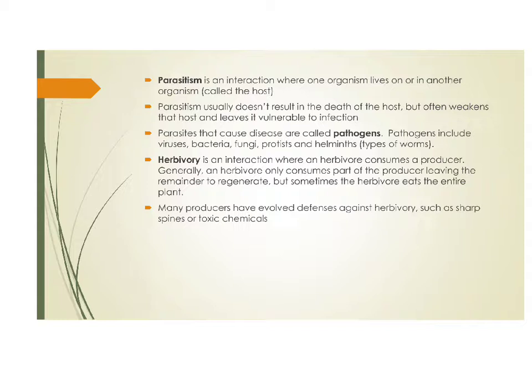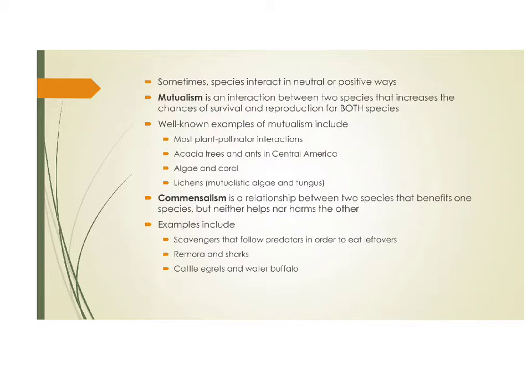Herbivory is an interaction where an herbivore consumes a producer. Generally, an herbivore only consumes part of the producer and leaves the remainder to regenerate, but sometimes the herbivore actually eats the entire plant. Many producers have evolved defenses against herbivory, such as sharp spines or toxic chemicals, for this very reason. So those are some of the ways that species can interact with each other in negative ways, where one is receiving a benefit and the other is being harmed by that interaction.